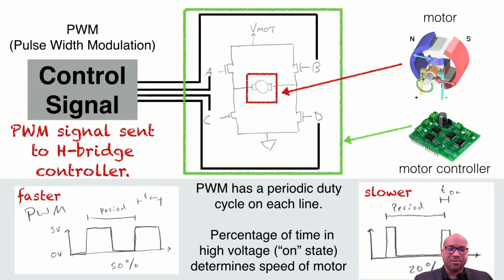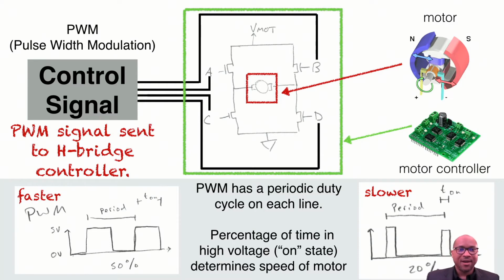And so if you have your signal high for 50% of the duty cycle, then your motor will run at a particular speed. If it runs at 20%, then your motor will run at a slower speed. If you have it on at 100%, it's trying to run at full capacity, although I wouldn't recommend that.